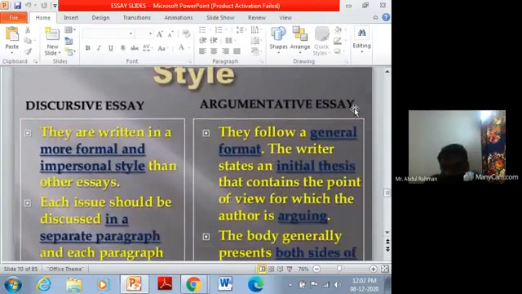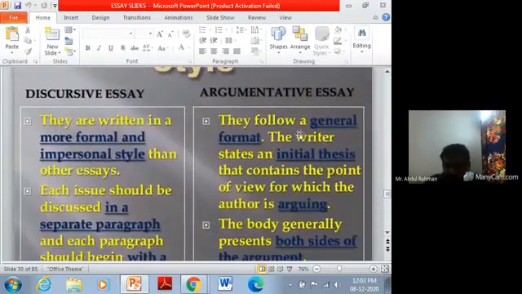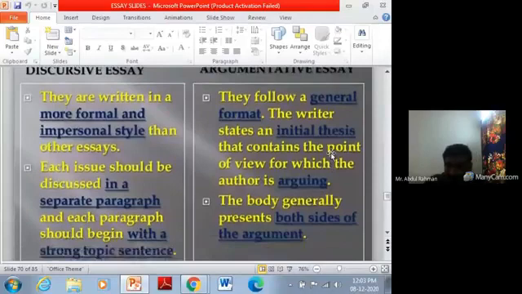Style of the argumentative essay. They follow a general format. The writer states an initial thesis that contains the viewpoint for which the author is arguing. The body generally presents both sides of the argument, support and oppose.